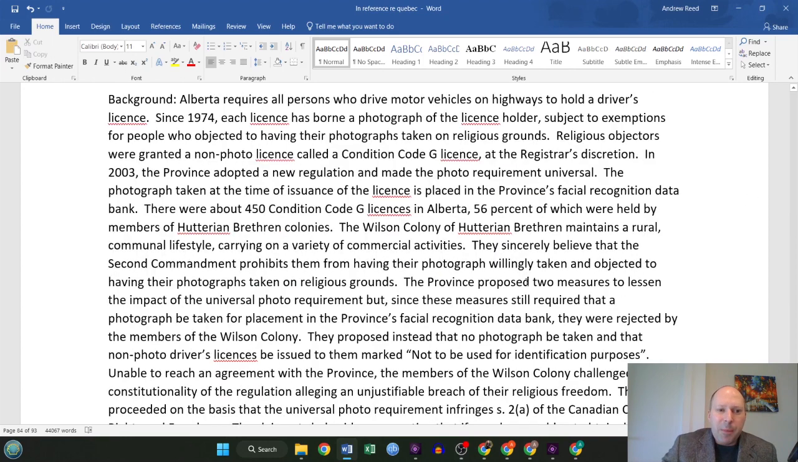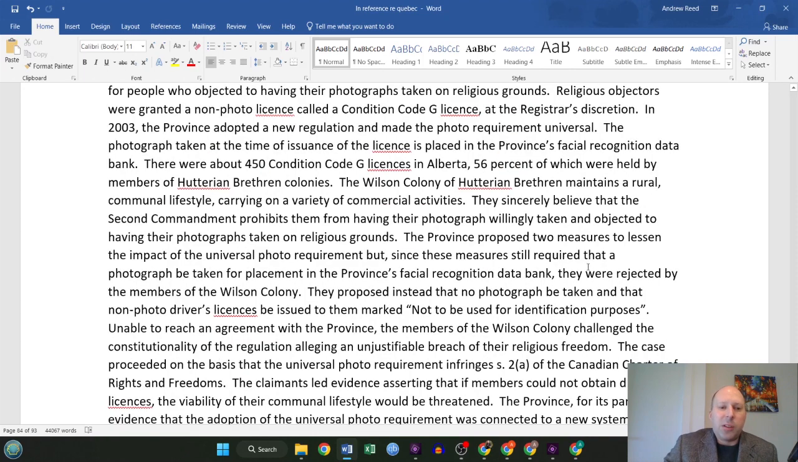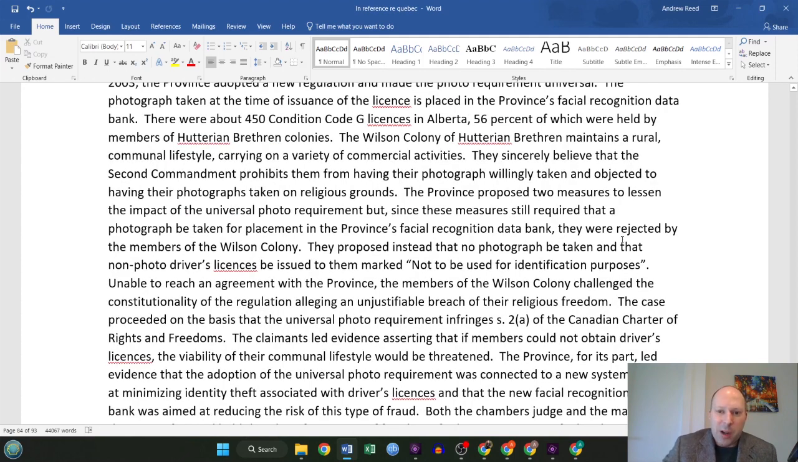But in 2003, Alberta adopted a new regulation that made the photo requirement universal. So the photo taken at the time of the issuance of the license is now placed in a facial recognition data bank. There were about 450 of the non-photo licenses that had been issued in Alberta, 56% of which were held by members of Hutterian Brethren colonies. This colony maintains a rural communal lifestyle. They sincerely believe that the Second Commandment prohibits them from having their photograph willingly taken, and so they objected to having their photographs taken on religious grounds.